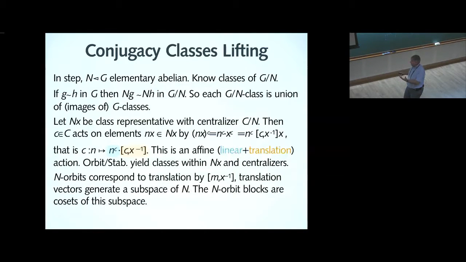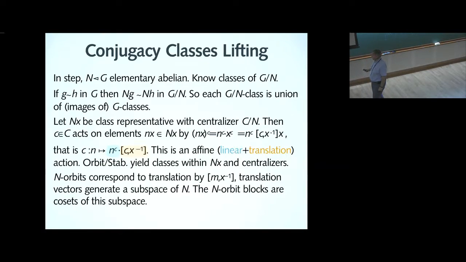Right, every coset element is defined uniquely by its n part once x is fixed. It's a map where n gets mapped to n acted on by C times this commutator. And n is elementary abelian. It's a vector space. So in a vector space, often people like to write it additively and not multiplicatively. When we look at it additively, what does this mean?